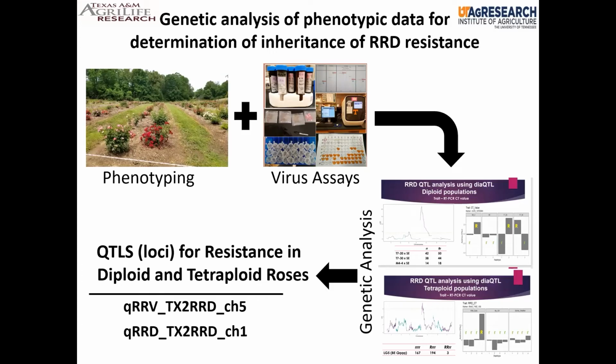One is on chromosome 5, and we know where it's at. The other one is on chromosome 1. And so we can test to make sure the roses are resistant, and that they don't carry virus. And then we can also confirm through marker selected breeding that they have the marker, they have the gene for resistance.